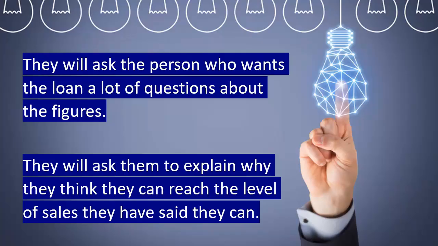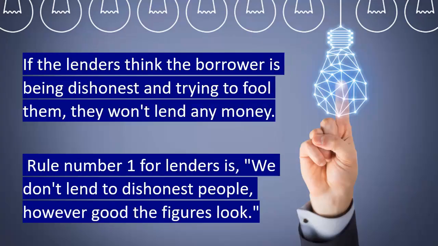They will ask the person who wants the loan a lot of questions about the figures. They will ask them to explain why they think they can reach the level of sales that they have said they can. If the lenders think the borrower is being dishonest and trying to fool them, they won't lend any money. Rule number one for lenders is we don't lend to dishonest people, however good the figures look.